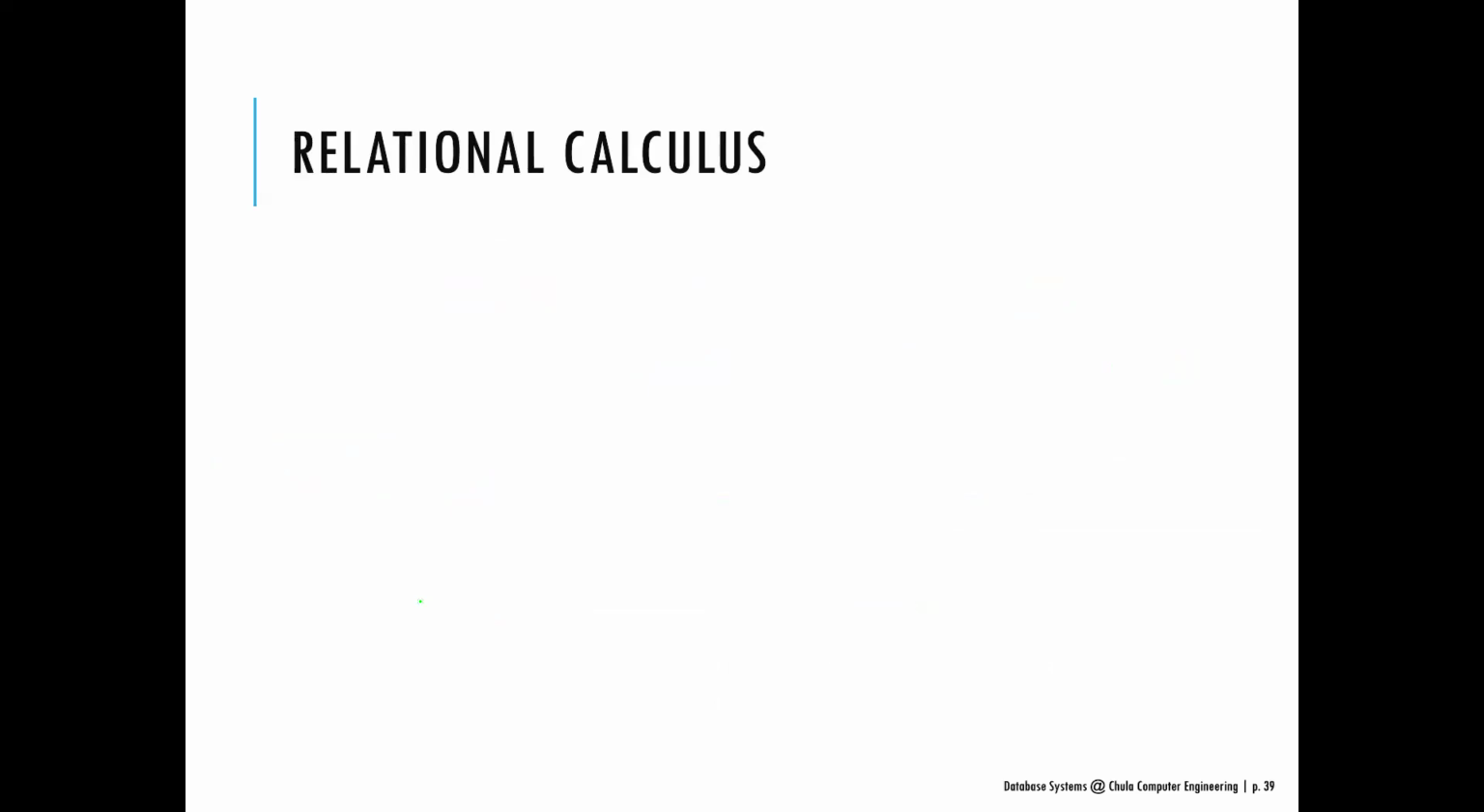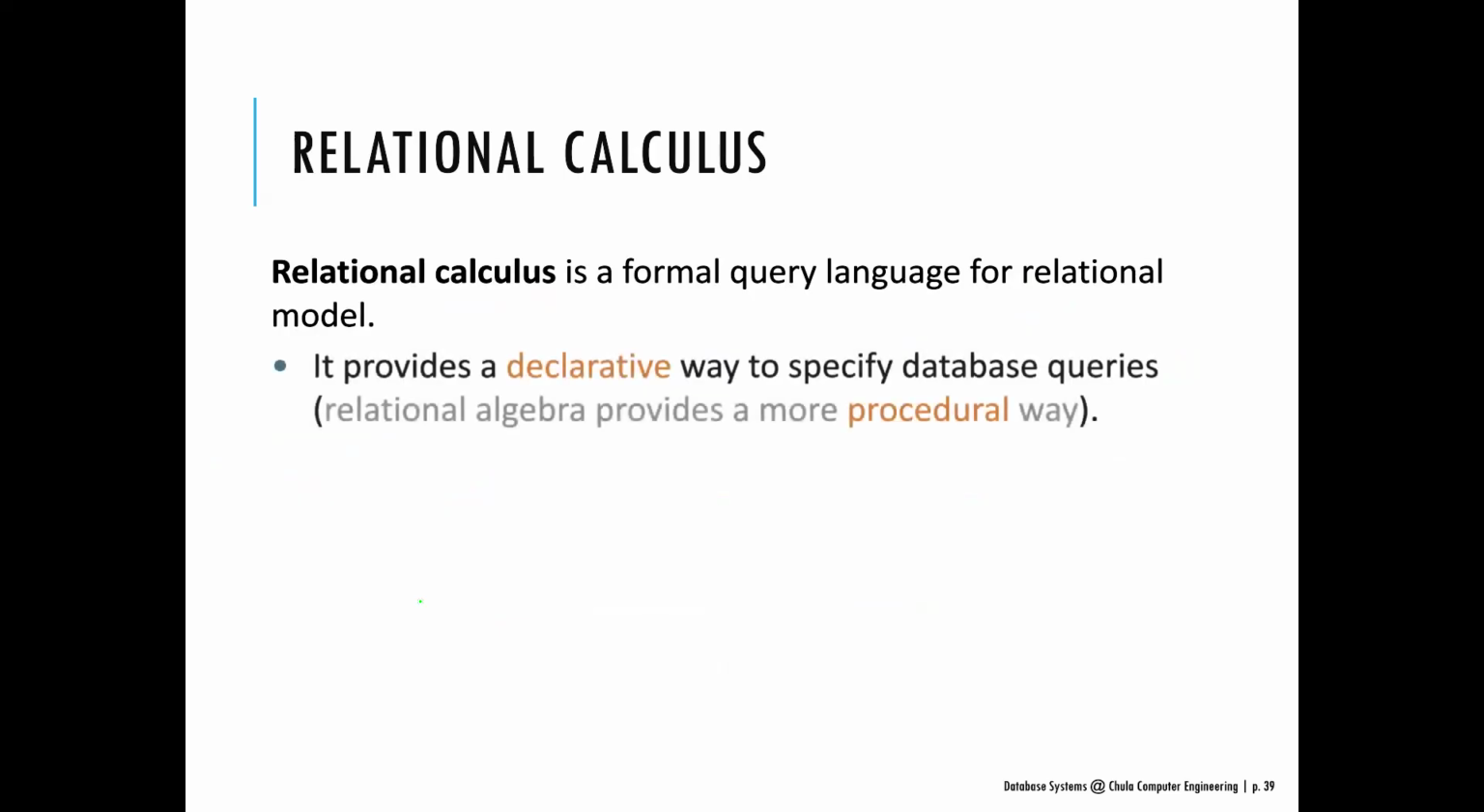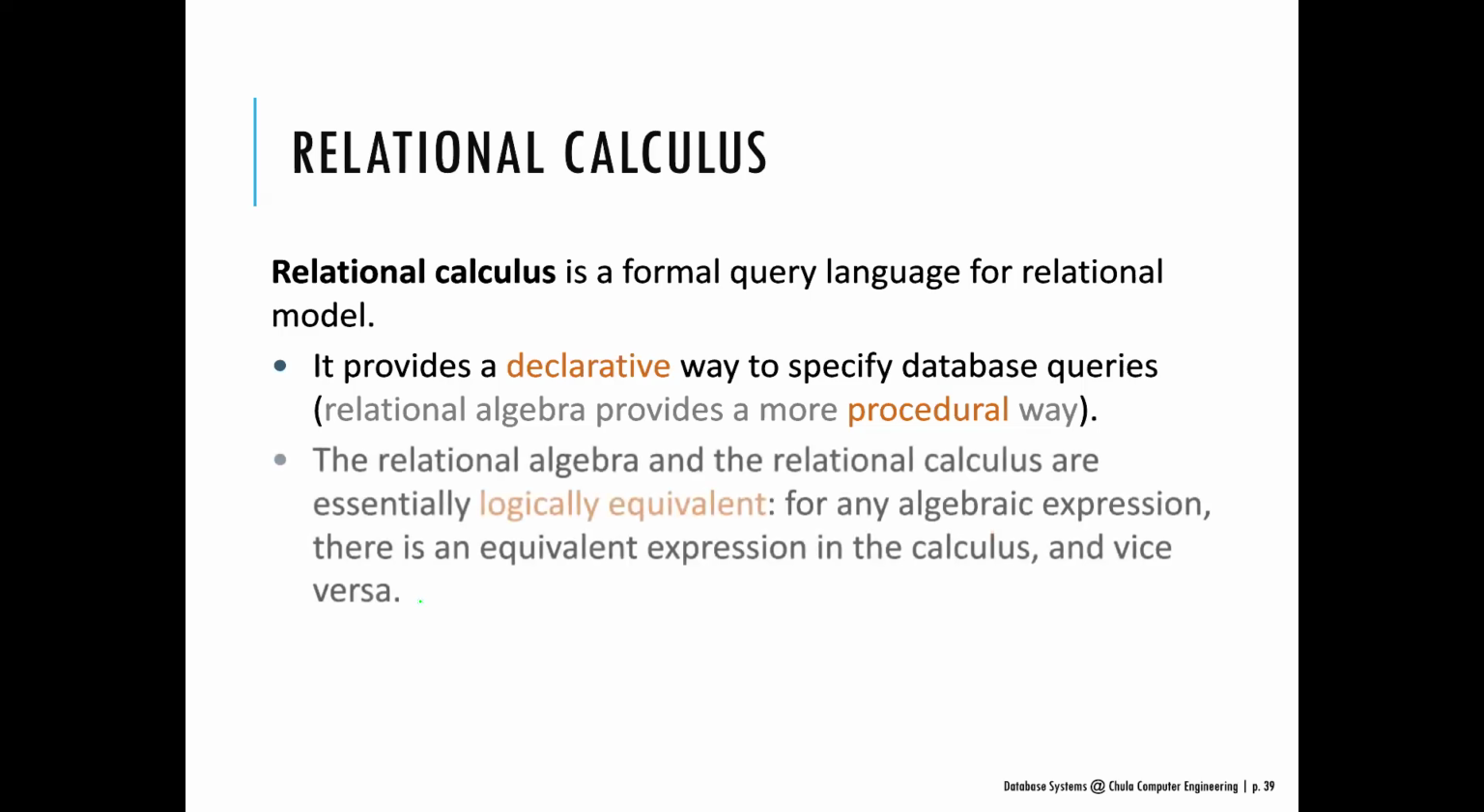All right. So the relational calculus is basically another formal language as well, and it operates on the relational model, same as relational algebra. But the way we write it is that it provides a declarative way to specify the queries, right? Whereas relational algebra is in a procedural way, so you do it procedure by procedure or line by line. They are logically equivalent, right? So for any algebraic expression, there must be an equivalent expression for calculus and vice versa.